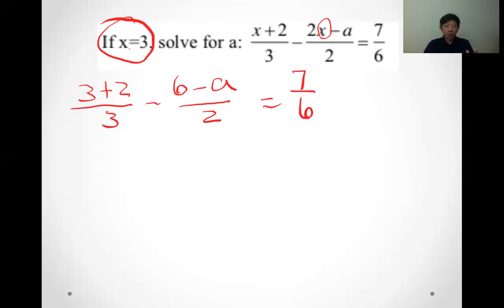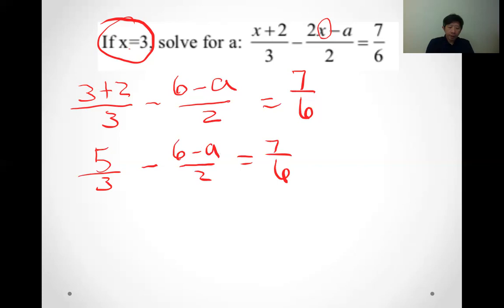So we put the x inside the equation, all right? So 3 plus 2 over 3 minus 6 minus a over 2 is equal to 7 over 6, right? So now simplify this: 5 over 3 minus 6 minus a over 2, which is equal to 7 over 6, right?